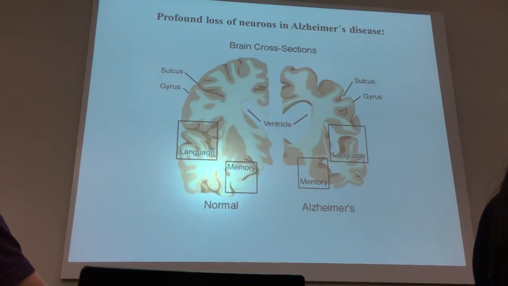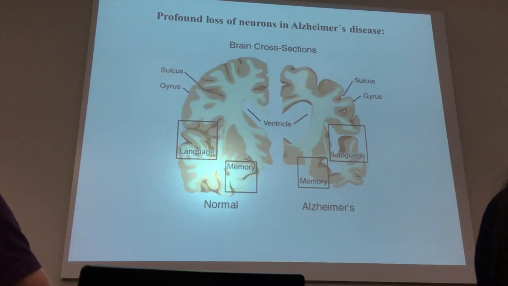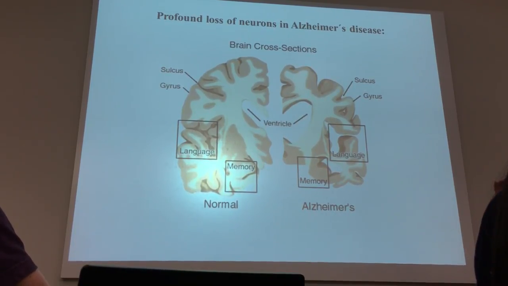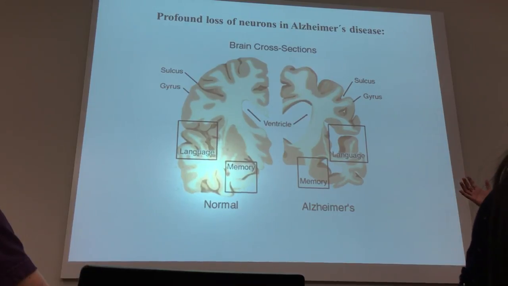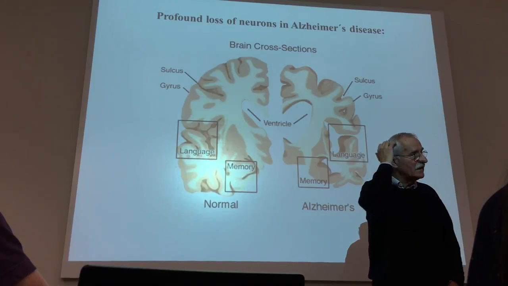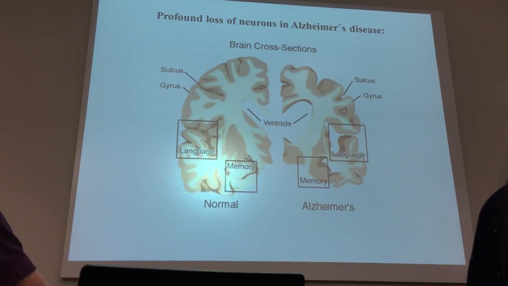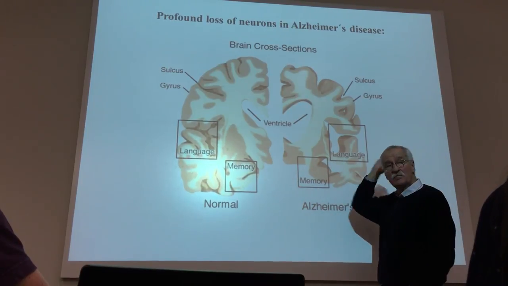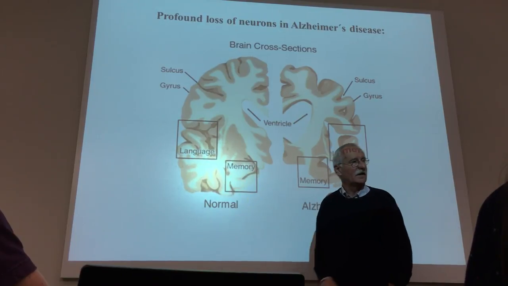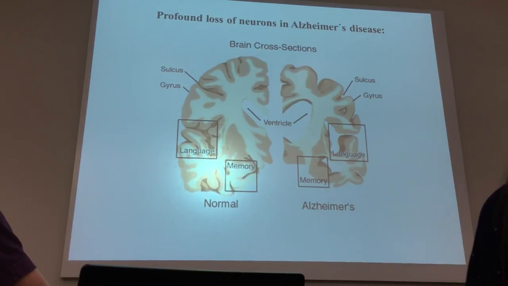So what happens in principle, what regions are affected? At the late stage of Alzheimer's disease, nearly all brain cortex regions are somehow affected. But in the early stages the process starts in a specific region, particularly in the temporal lobe, in particular the hippocampus and the entorhinal cortex. That's much earlier affected than any other regions.